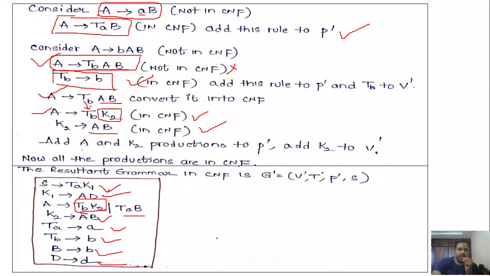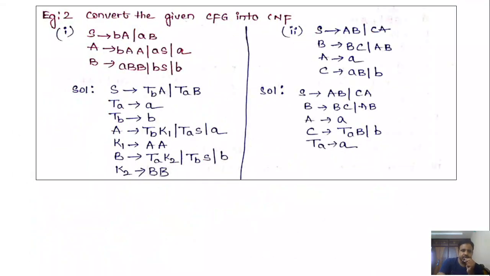Right? So this is the procedure for converting the given grammar into CNF. So here we are having G dash is equal to V dash comma T dash comma P dash comma S. So this is the resultant grammar that we represent with G dash. Okay. So try to practice these two examples. Convert the given CFG into CNF.